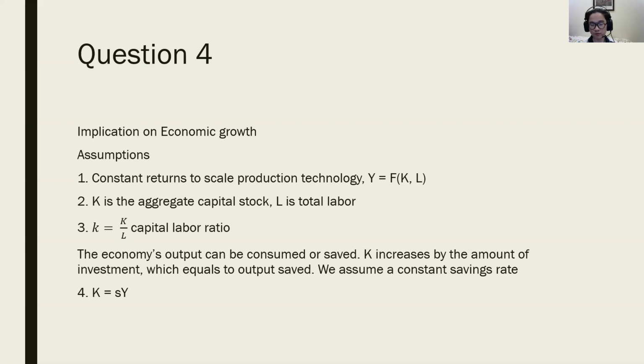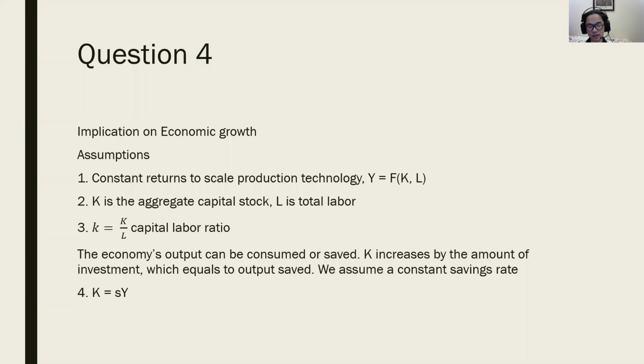We have Y equal to F with K and L as variables. Here, we don't have the exact equations as they can be very random. And then we know that K is the aggregate capital stock and L is the total labor. Here we have small k, which equals K per L, which is the capital to labor ratio. And then, as we know, the economy's output can be either consumed or saved. Therefore, K increases by the amount of investment, which equals output saved, right? So investment is equal to saving.